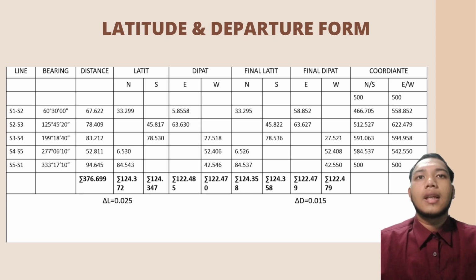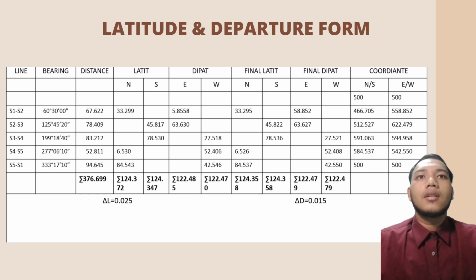Okay, how did we get it? First we take 78.409 over 376.699 times the difference in departure 0.015, and then we got 63.627. Okay, and then we calculate until we got all the final latitudes and final departures. Okay, next I will explain about the coordinates.